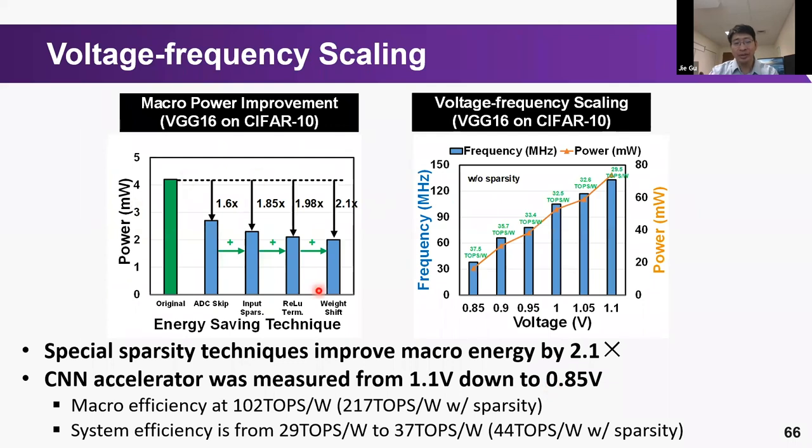We measured our efficiency, and we actually got quite a state-of-the-art result. First of all, our sparsity technique improved the efficiency by 2 times. Our macro efficiency is about 100 TOPS per watt, and with sparsity about 200. This is quite state-of-the-art compared to ones demonstrated in similar technology. Our system efficiency, including the ASIC and the memory, gives us about 44 TOPS per watt. By the way, all of them are at 4-bit calculation.